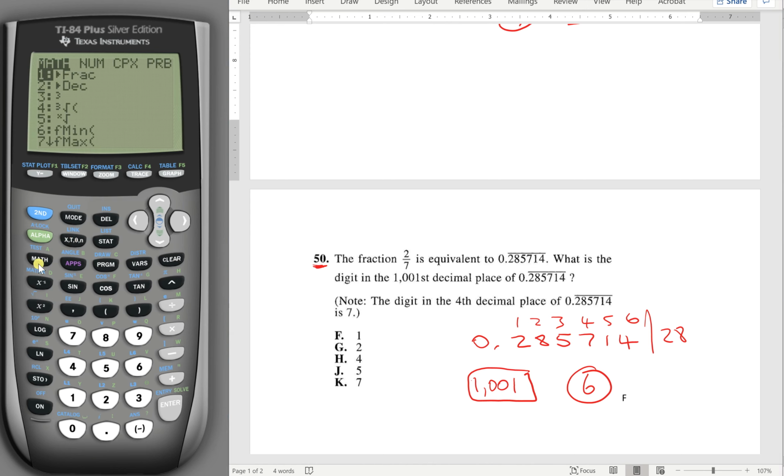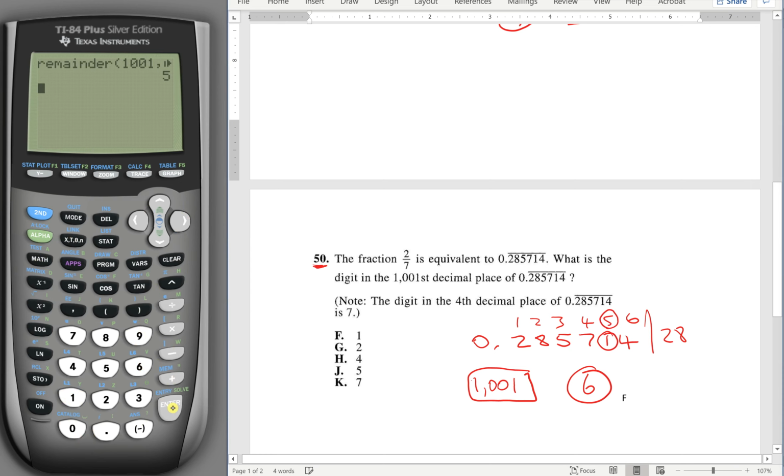Come over here. Math. Cross to number. Down to 0 to get remainder. We put in 1000 and 1. We hit that comma. Number of digits we have in the sequence is 6. We close the parentheses. We hit the enter button. It tells us it's the 5th. This is the 5th digit. It's 1. It is F. And it is correct. So there you go.